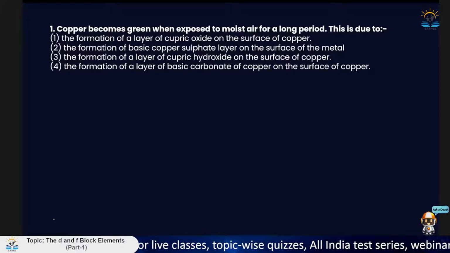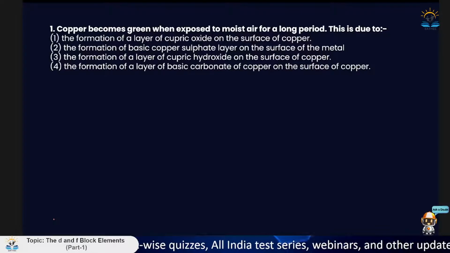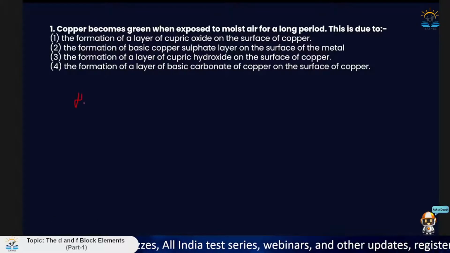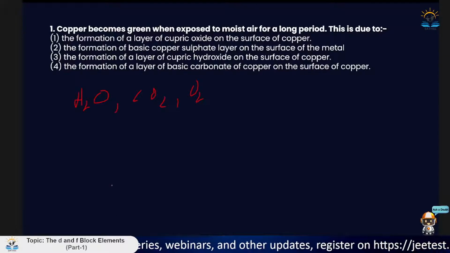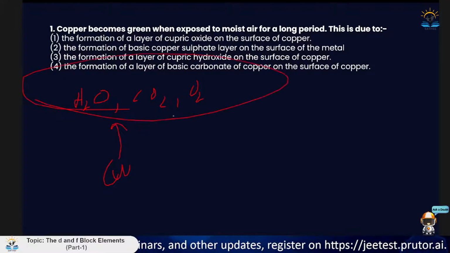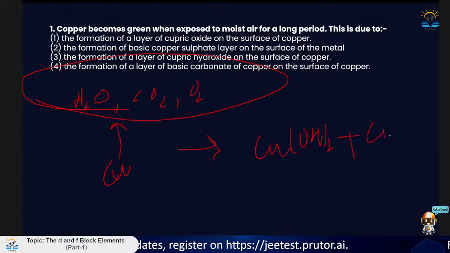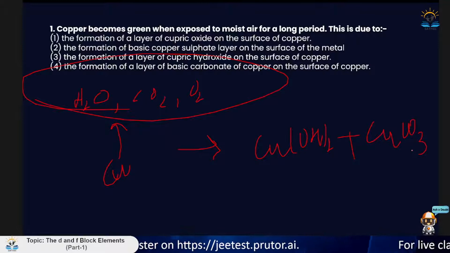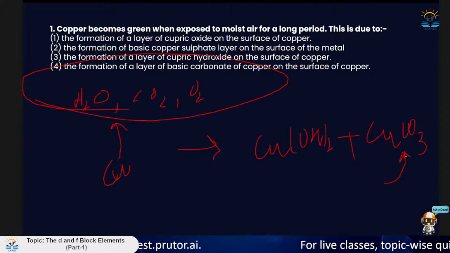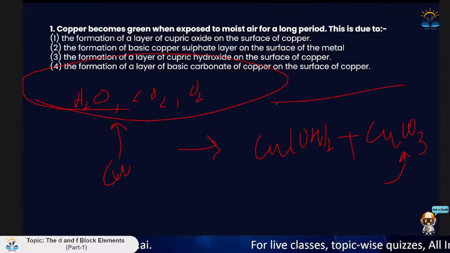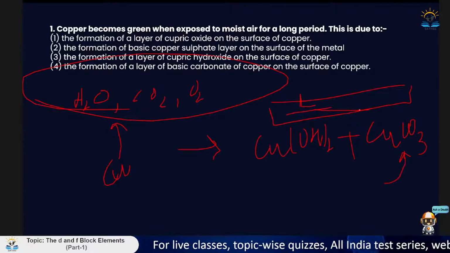Okay. Now here is the situation. When you have moist air present, what are the major components of air? You see, it has water, it has carbon dioxide, and it has oxygen. What happens is copper reacts with all three of them, and that forms Cu(OH)2, and also it forms CuCO3. Now because this carbonate is formed, it actually forms a layer over your copper. Okay, and that is what is happening over here.